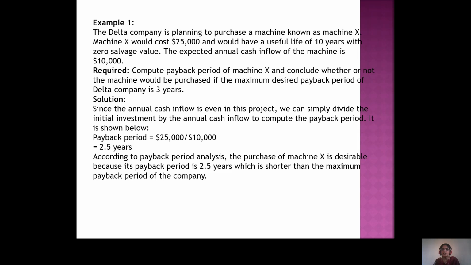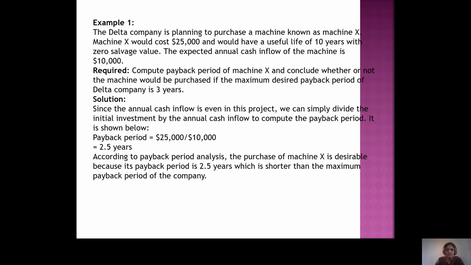Machine X costs 25,000 and would have a useful life of 10 years with zero salvage value. The expected annual cash inflow of the machine is 10,000. Required: compute the payback period of machine X and conclude whether or not the machine would be purchased if the maximum desired payback period of Delta Company is 3 years.